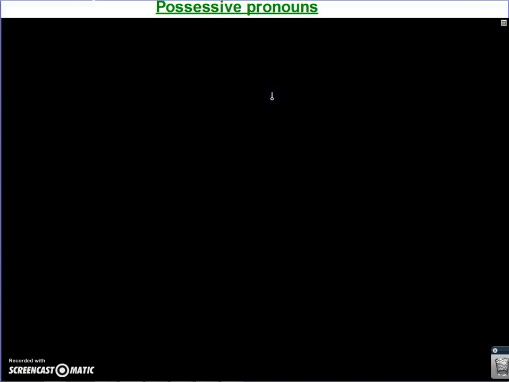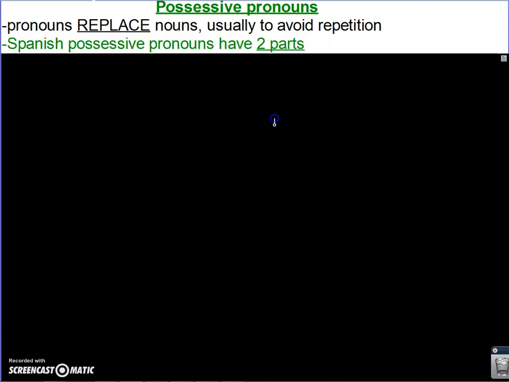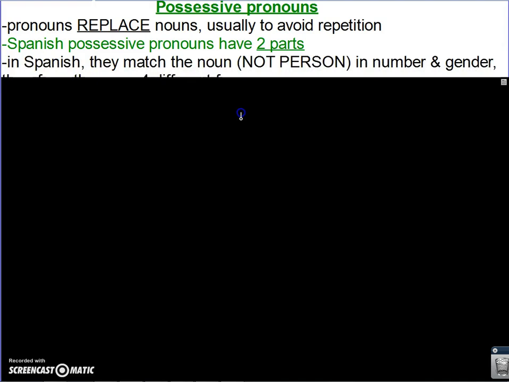Okay, possessive pronouns. What's the difference between a possessive adjective and a possessive pronoun? Well, let's see. Pronouns replace nouns, usually to avoid repetition. So an adjective goes with a noun, a pronoun replaces a noun. Spanish possessive pronouns have 2 parts. That's something to remember. There's 2 words that make up a Spanish possessive pronoun.